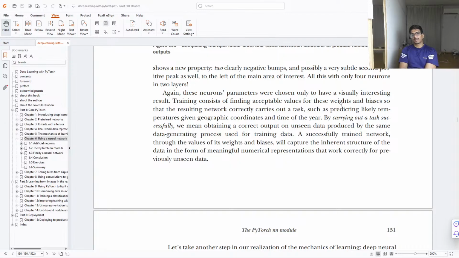Again, these neurons' parameters were chosen only to have visually interesting results. The training consists of finding acceptable values for these weights and bias so that the resulting network correctly carries out a task, such as predicting likely temperature given geographic coordinates and time of the year. By carrying out the task successfully, we mean obtaining a correct output on unseen data produced by the same data generating process used for training data.